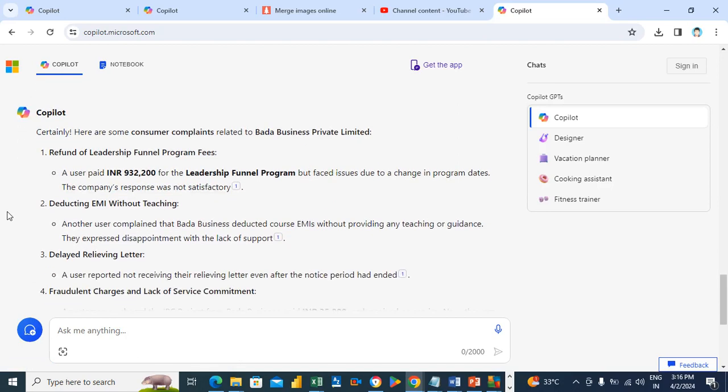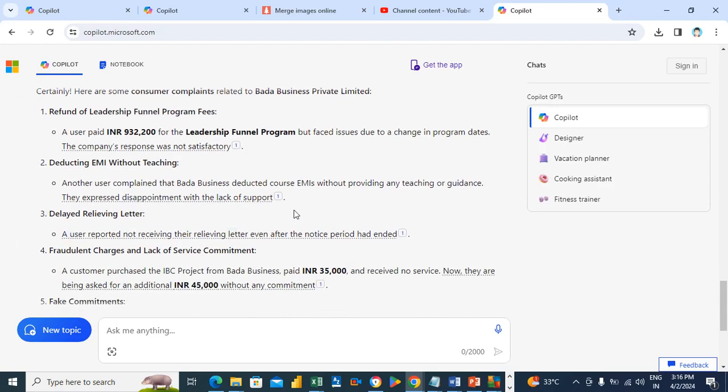Again, the second thing, deducting EMI without teaching. Another user had complained that Bada Business deducted course EMIs without providing any teaching or guidance, right? And they expressed disappointment with the lack of support. So money was charged, but the value was not provided. Delayed relieving letter.